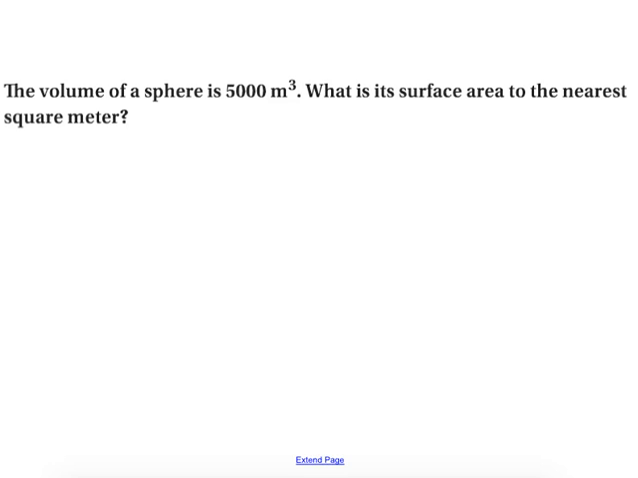Okay, moving right along here. It says the volume of a sphere is 5,000 meters cubed. What is its surface area to the nearest square meter? So we're given the volume and we want to end up with the surface area. So remember, we need to find the radius. All right, so let's see how this goes.